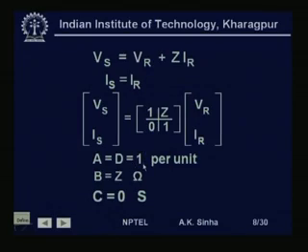The unit of A and D is basically dimensionless, it will be in terms of per unit, whereas the unit of B is the unit of impedance or ohms, and the unit of C is the unit of admittance or Siemens. So, from this relationship for a short line, we have A and D equal to 1, B equal to Z, and C equal to 0.